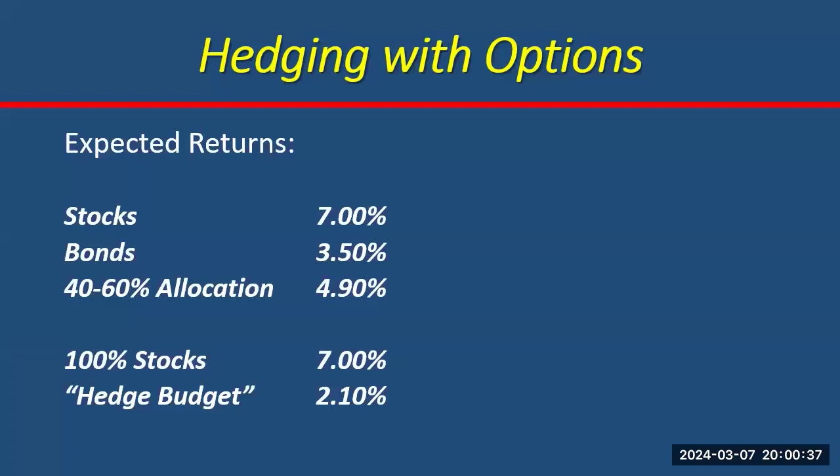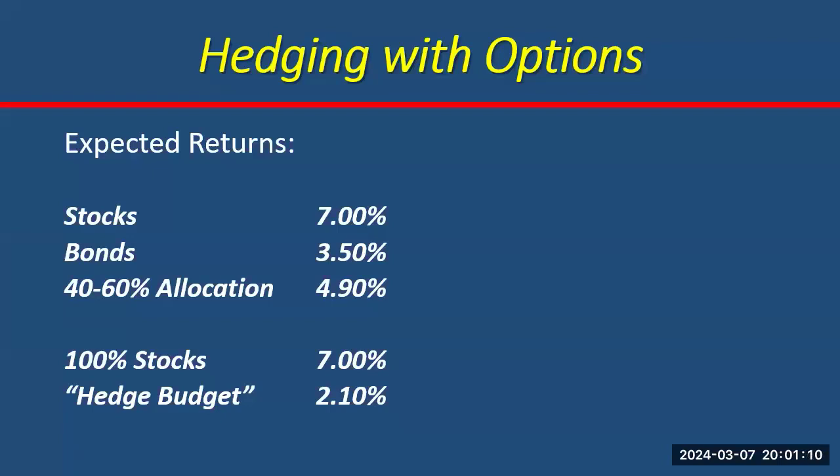So let's say they're going to do a 40-60 allocation, 40% in stocks, 60% in bonds, and you expect stocks to make 7% and bonds to make 3.5%. If you do the math, you get an expected return of 4.9%. What if instead of doing that, they put all of their money in stocks? Their expected return would be what? 7%. Which leaves them an extra 2.1% to buy insurance.